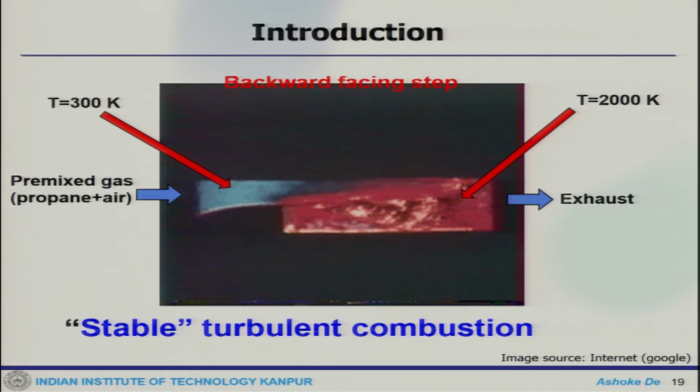There is a simple example of a backward facing step where you have propane and air as a premixed gas which is injected at a temperature like this, and this is the combustion product, and this goes to basically the exit or the exhaust. What we can see from the image, one can see this combustion is stable. Obviously this is a turbulent combustion, it is no more a very calm, nice looking combustion like your candle burning. So, it is a stable combustion.